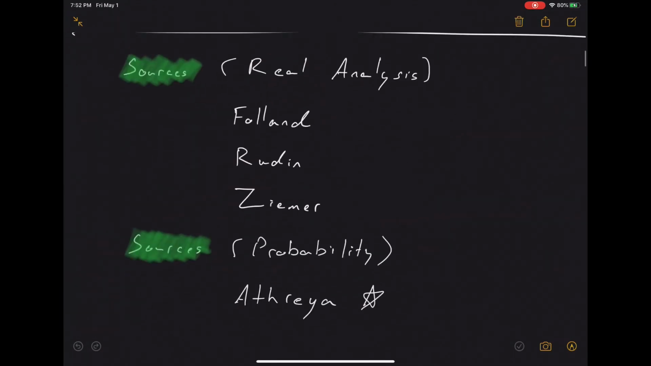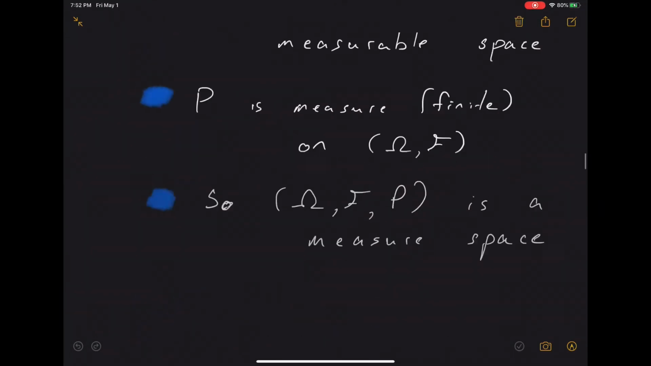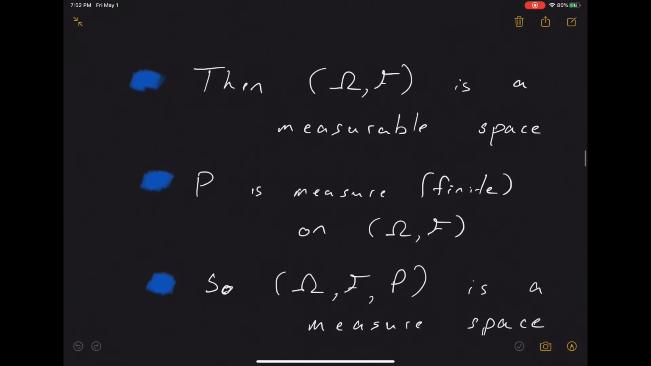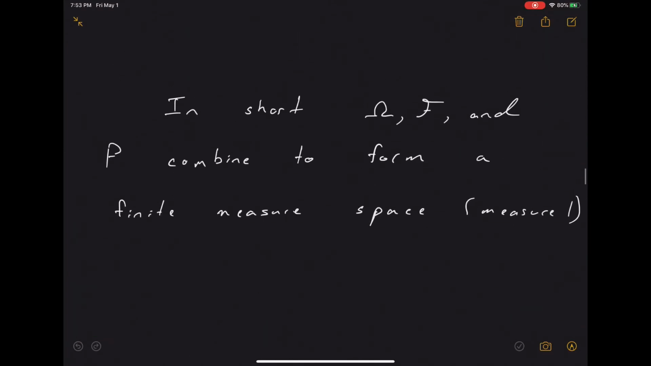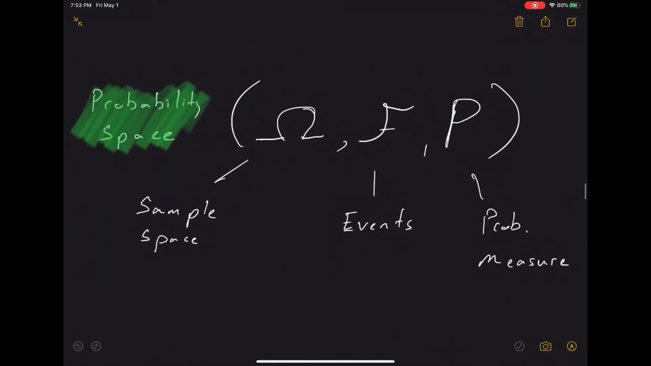And in general, when we have a finite measure space of measure 1, we call it a probability space. That's just the definition of what a probability space is. So in short, omega, F, and P combine to form a finite measure space. That finite measure is 1, and we give that thing a special name. It's a probability space. So again, omega is our sample space, F is our event space, and P is our probability measure.